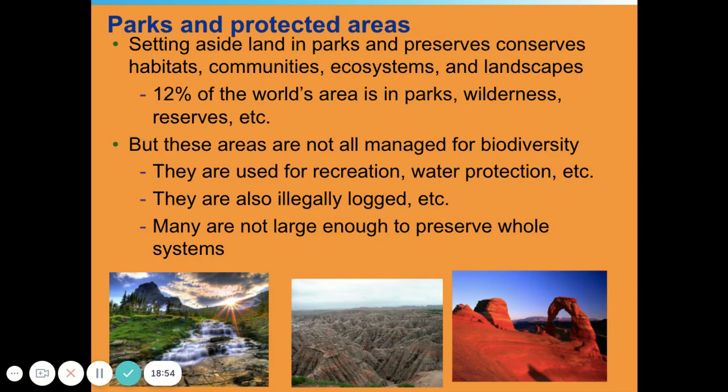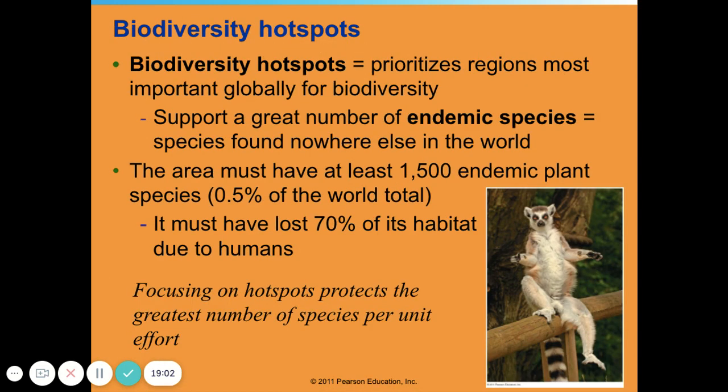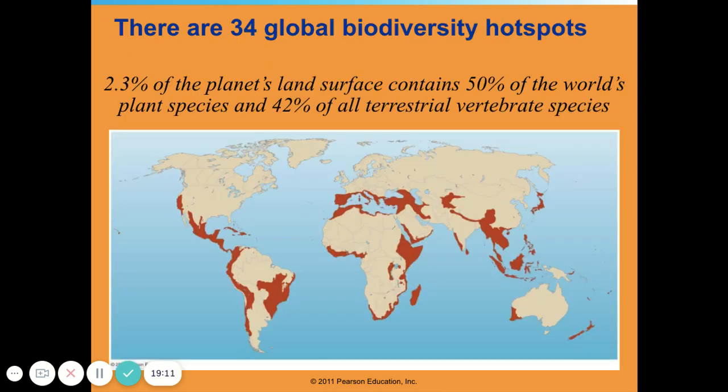One more solution would be protecting parks and lands. This will help protect biodiversity if they are properly managed. Biodiversity hotspots are areas around the world that have been identified as at risk for losing their high biodiversity. And you can see some of them here.